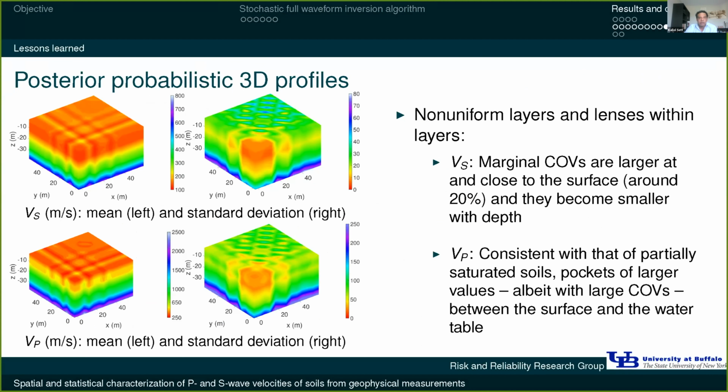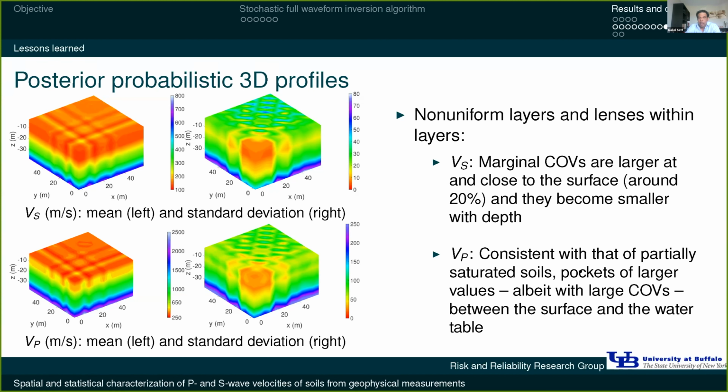Sure. So here we have shown the posterior profiles, the mean of VS here and the standard deviation of VS there. And in the bottom, the VP, the mean, and this is the standard deviation profile of VP. You can see non-uniform layers and lenses within layers. Now you can see the uncertainty in VS. It's large when we compare it in terms of coefficient of variation. It is large at the surface, and as we go deeper, it is getting smaller.